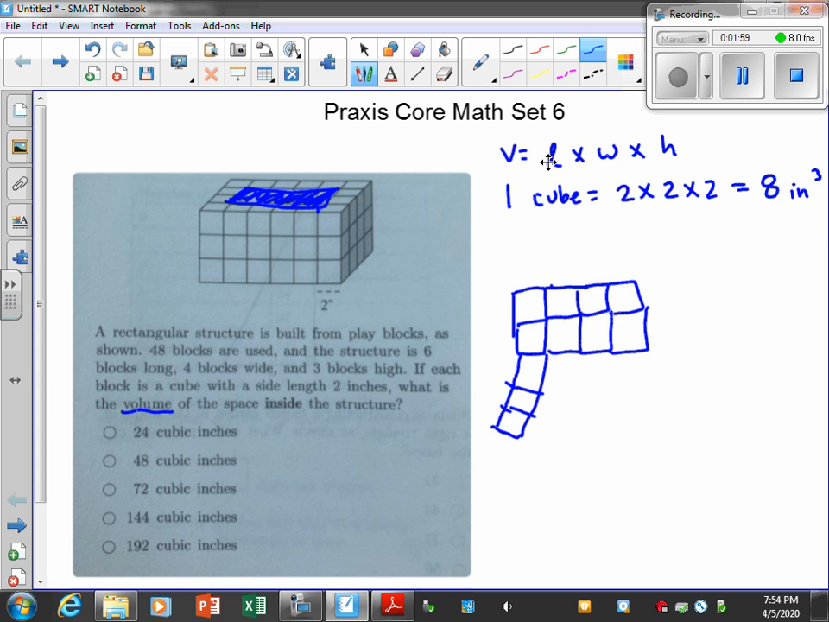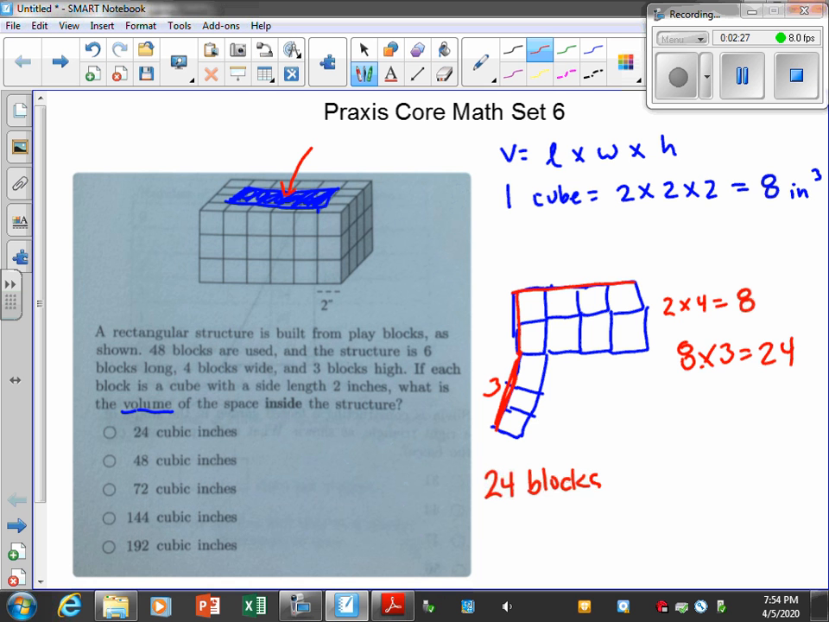So just this part up here is going to be 2 by 4, which is going to be 8, but then it's also 3 high. So 8 times 3 is 24. So we'll have 24 blocks that represent that inside portion that's not shown.